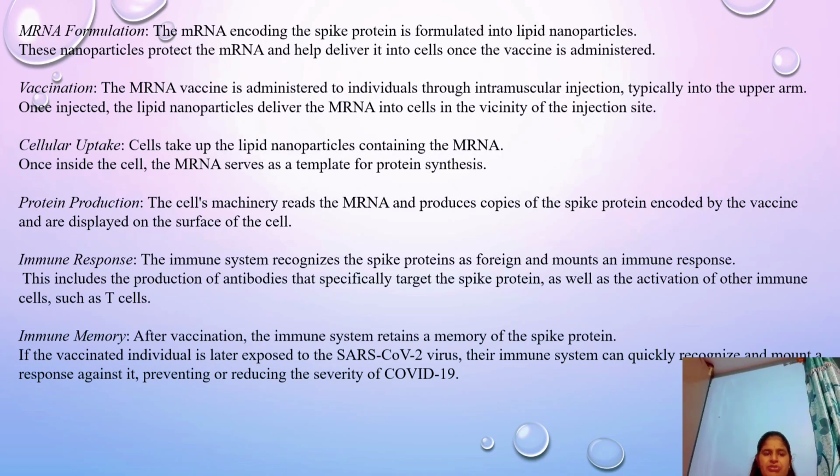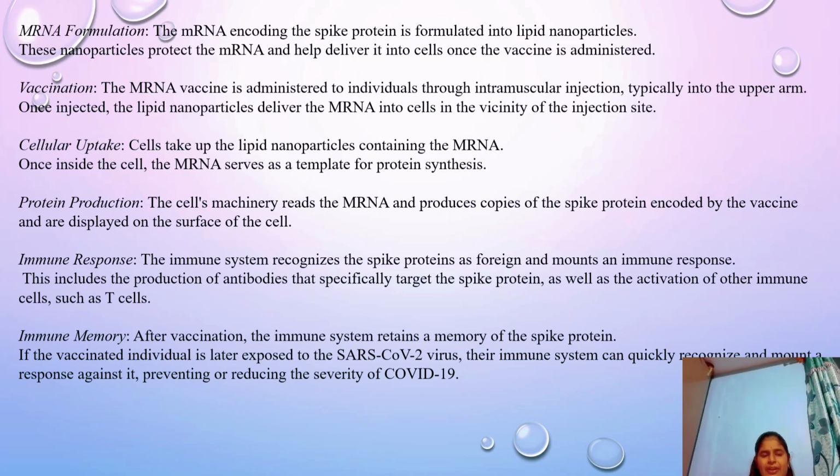mRNA formulation. The mRNA encoding the spike protein is formulated in lipid nanoparticles. This nanoparticle protects the RNA and delivers it into the cells of the vaccinated person. The vaccination. The RNA vaccines are administered through an intramuscular injection, typically into the upper arm. Once injected, the lipid nanoparticle delivers mRNA into cells at the injection site.